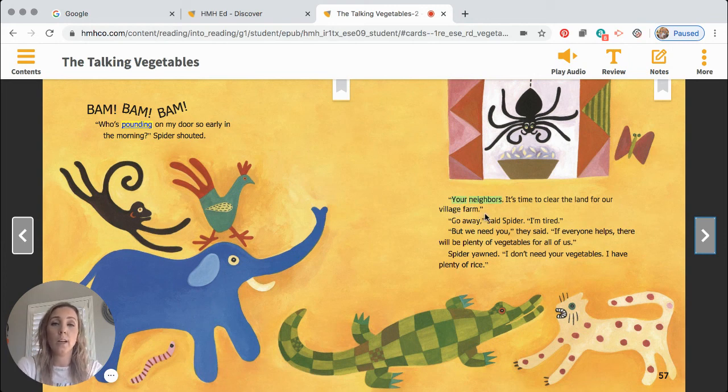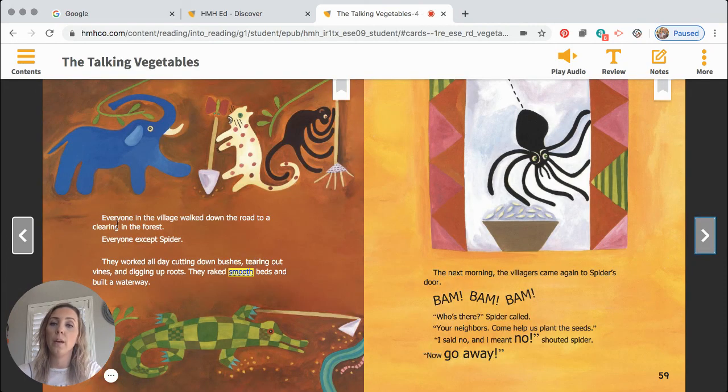So these neighbors respond to Spider's question by saying, your neighbors, right? He says, who's knocking on my door? And they say, your neighbors. So if I were finding a piece of evidence that supports my answer of the neighbors knocking on his door, I would highlight or underline the words, your neighbors. Can you do that for me? Highlight or underline the words, your neighbors. Excellent. All right, let's keep reading. Go ahead and turn the page.